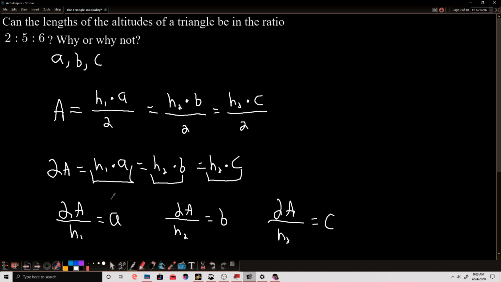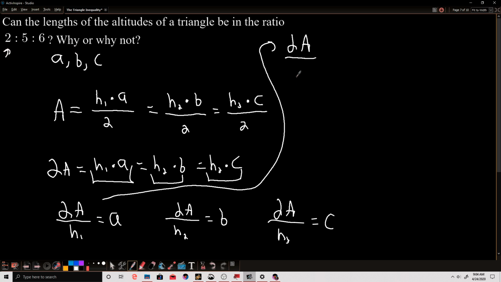Now, why would I set it up like that? Well, because we learned about the triangle inequality theorem, which is all about the lengths of the sides. So now I have an expression in terms of the area and the altitudes for each of the sides. And the heights have to be in a 2 to 5 to 6 ratio. So let's say that A would be the 2 there in the ratio. So we would have 2a, and our altitude, since it's going to be the 2 in this ratio, is 2 times some number x, and that's equal to a.